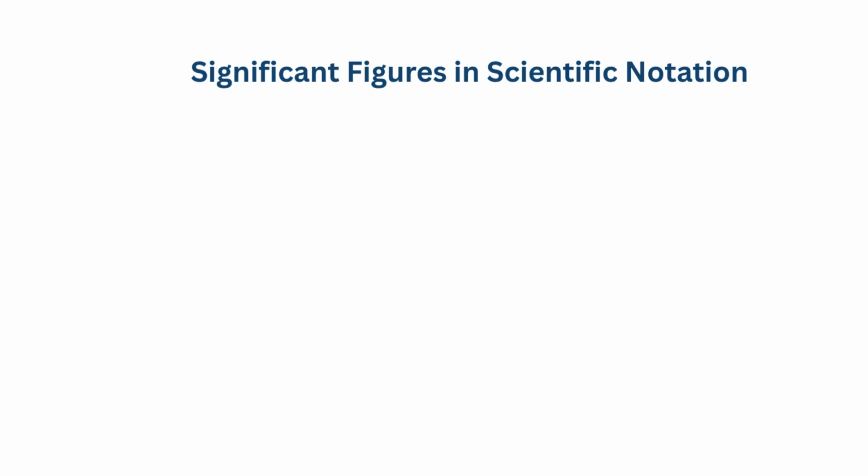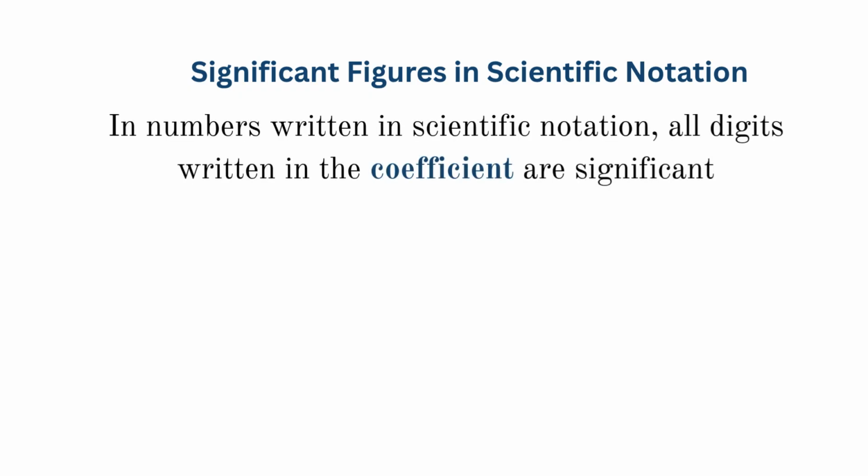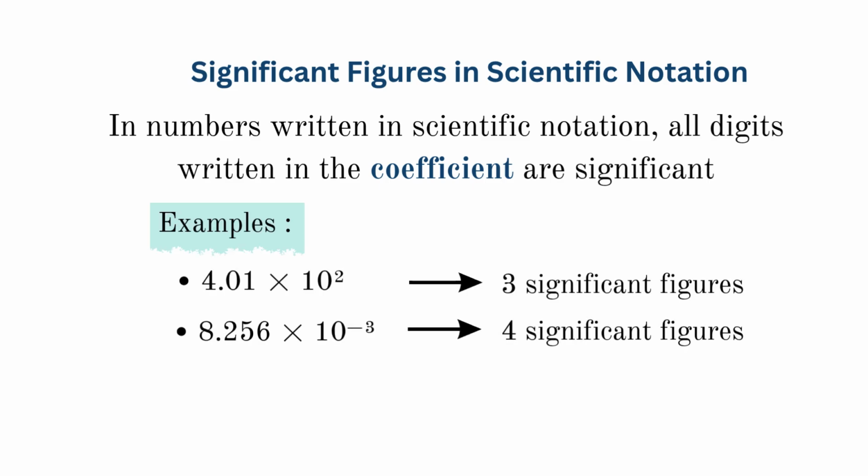Now, an important advantage of scientific notation is that all digits written in the coefficient are significant. For example, 4.01 into 10 to the power 2 contains 3 significant figures. Similarly, 8.256 into 10 to the power minus 3 contains 4 significant figures. So, scientific notation makes significant figures much easier to identify.